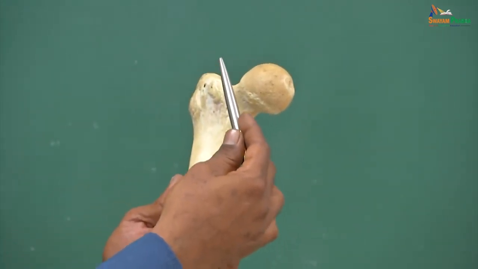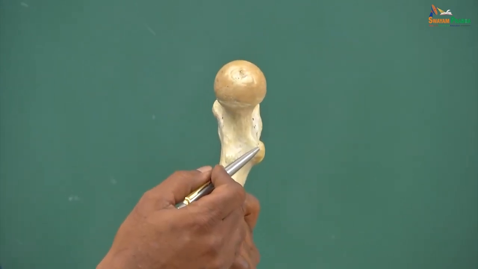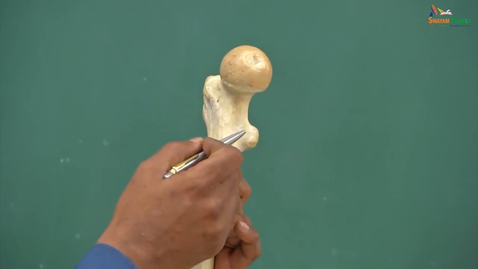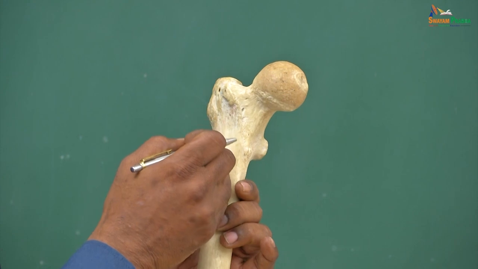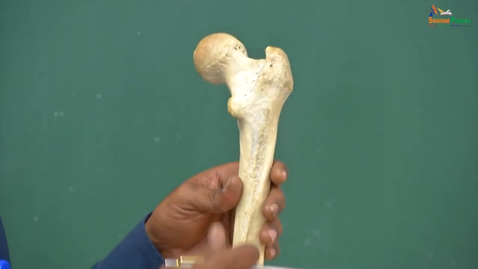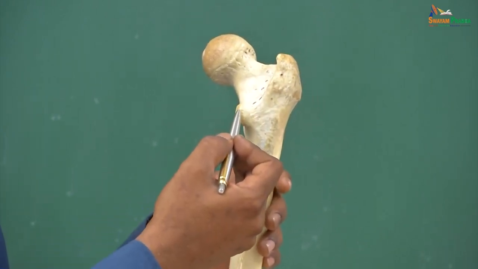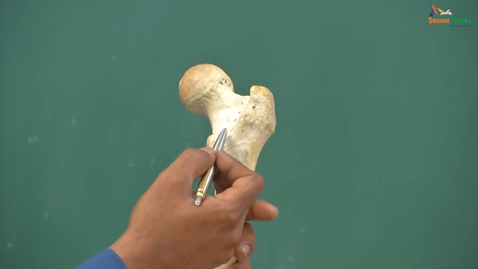This is the neck of the femur. This is the greater trochanter and this is the lesser trochanter. A line extends from the greater trochanter till the lesser trochanter on the anterior aspect, and this is called the intertrochanteric line. On the posterior aspect, a thickened ridge extends from the greater trochanter till the lesser trochanter, and this is called the intertrochanteric crest.